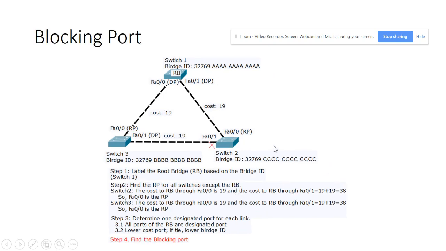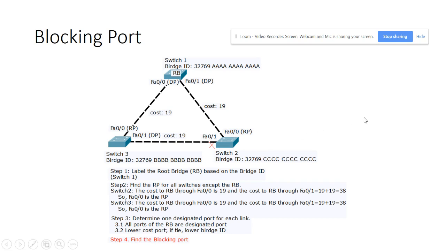That's step 4. Any port that was not labeled RP or DP becomes the blocking port. In this case, FA01 is the blocking port, so this port will be labeled as blocked. We have now labeled all of the ports as DP, RP, or blocked. When the STP protocol works, it temporarily blocks these ports by following those steps. I hope you will be able to solve any problem related to STP by following these steps.